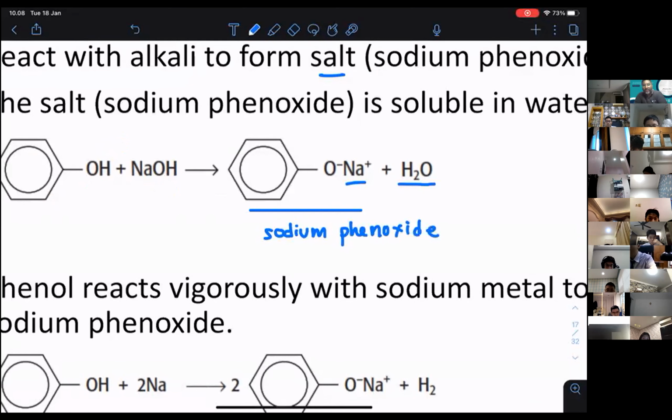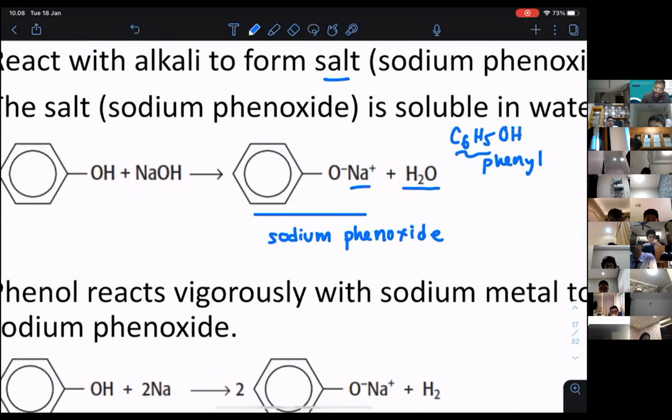If you are still wondering why phenoxide, remember I told you C6H5 is always known as the phenyl group. So if you have OH, then it is phenol. Now this is going to be sodium phenoxide because there is oxygen. So sodium phenoxide. I hope you understand this part.